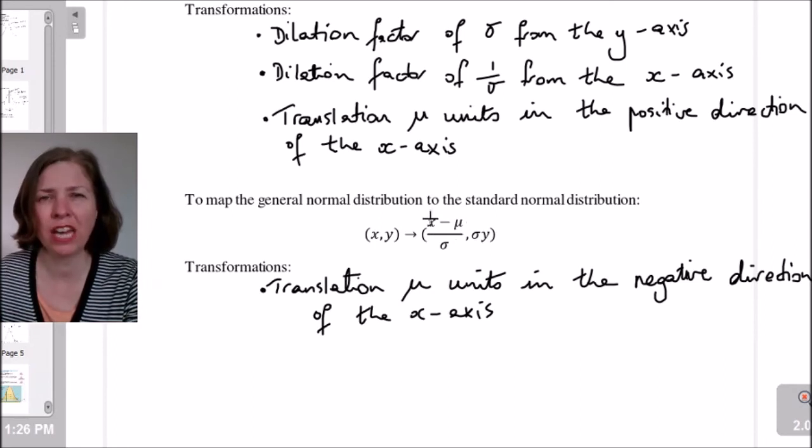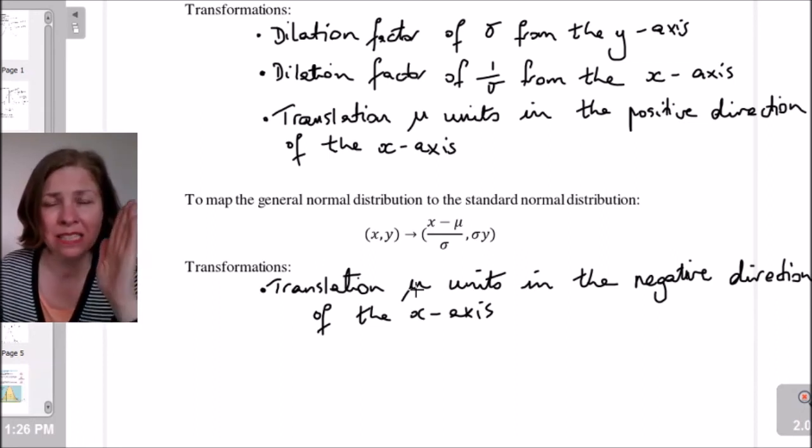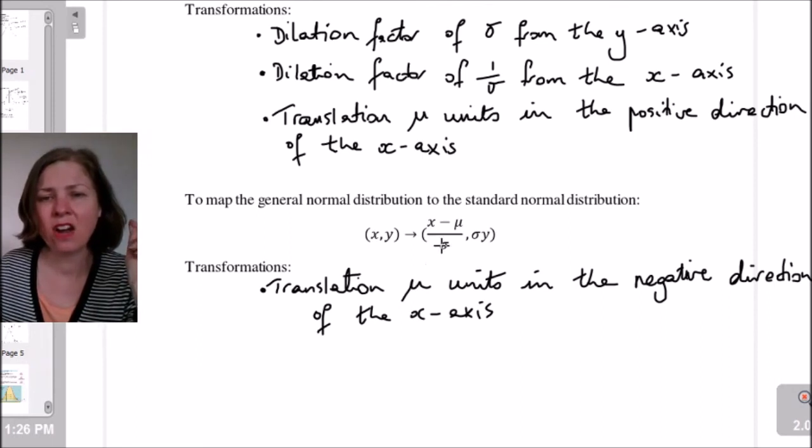So I'm moving to the left, and the distance I'm moving is equivalent to the mean. So if I had a general normal distribution, the peak would be the mean. I now subtract that mean from all my x values, and that's going to shift the whole graph along to the left, and it's going to place it having 0 as its peak again. And then I look at my dilations. I have to undo what I've done there.